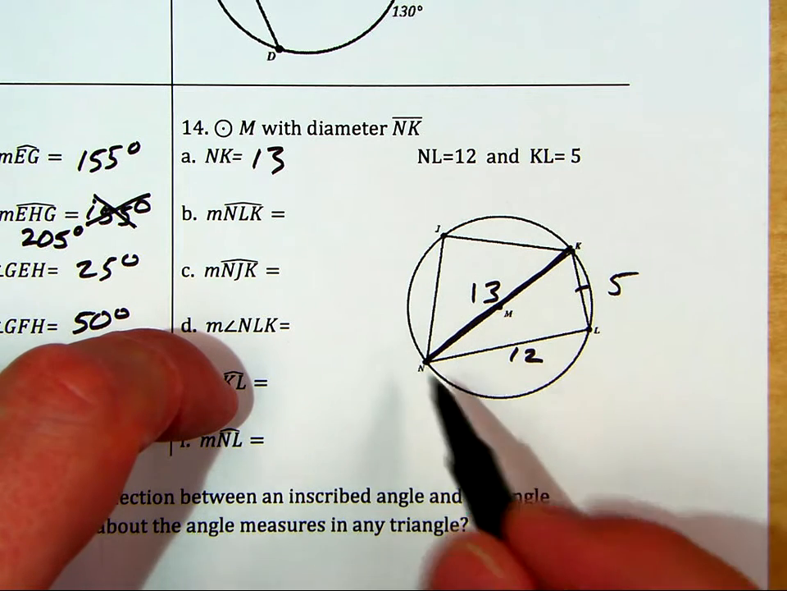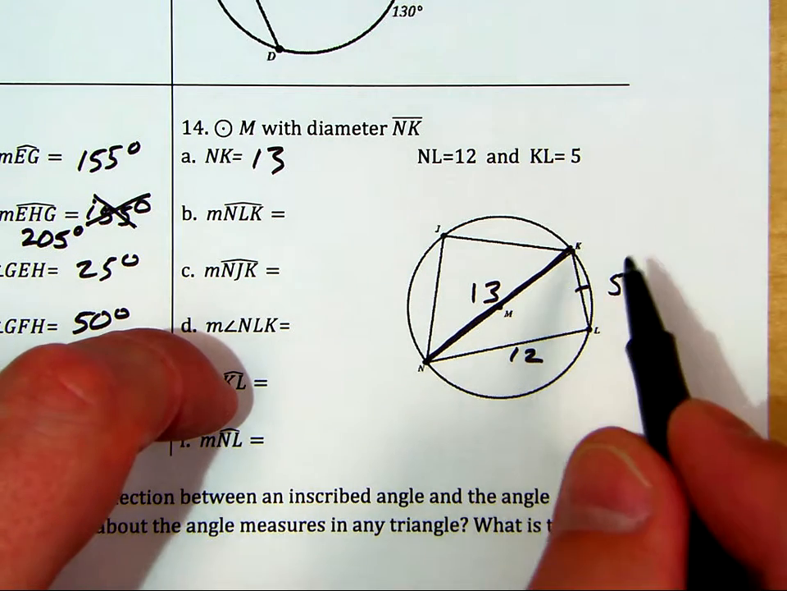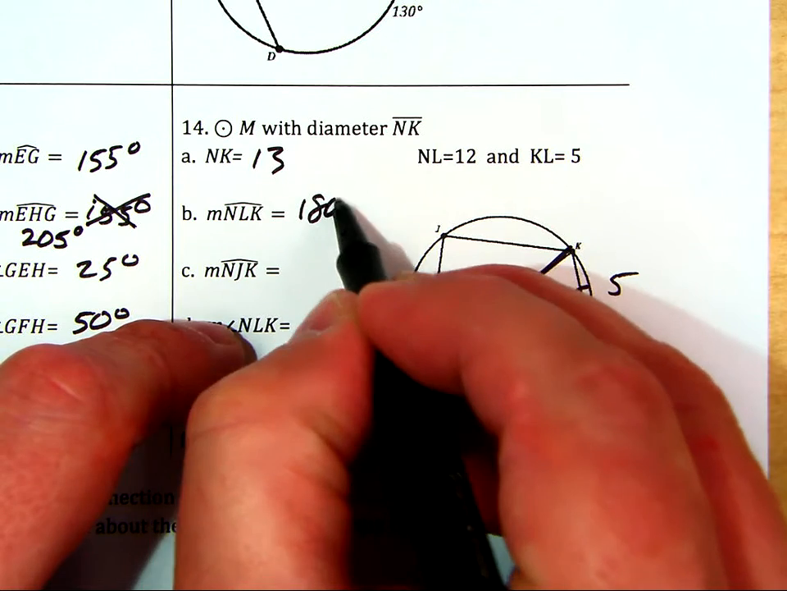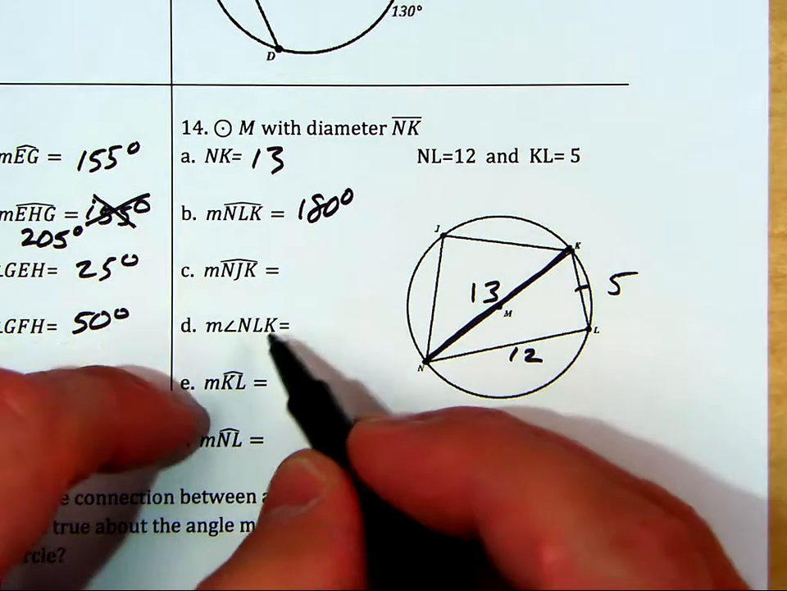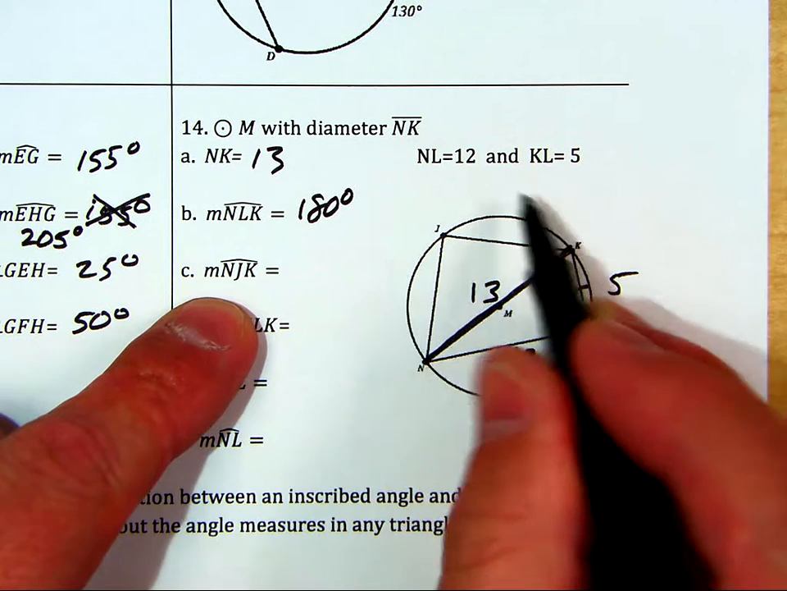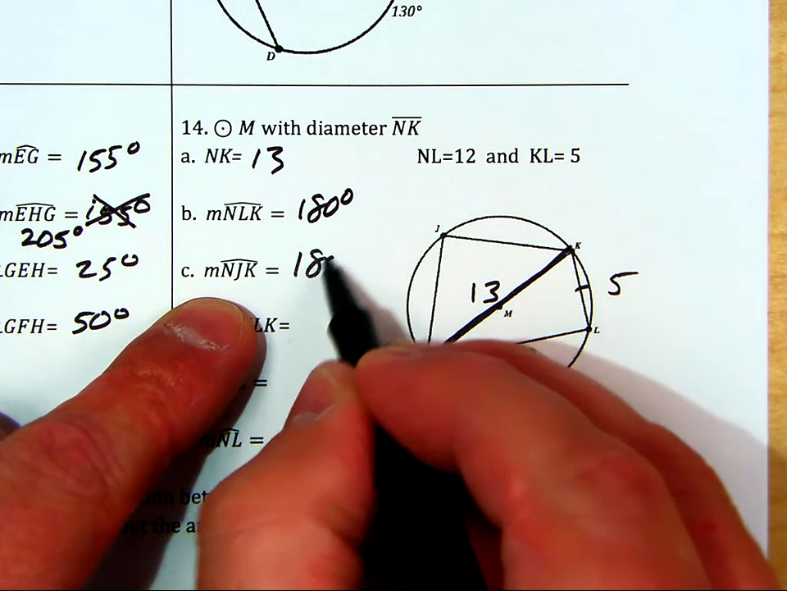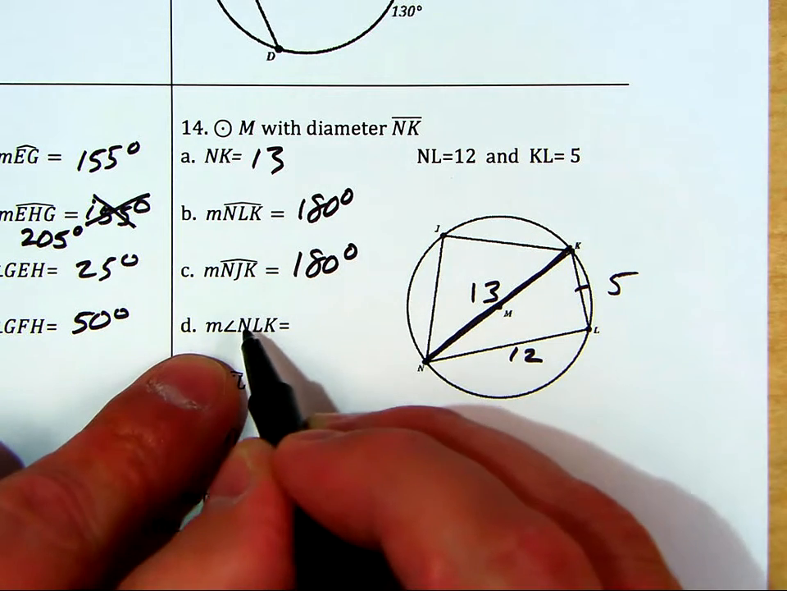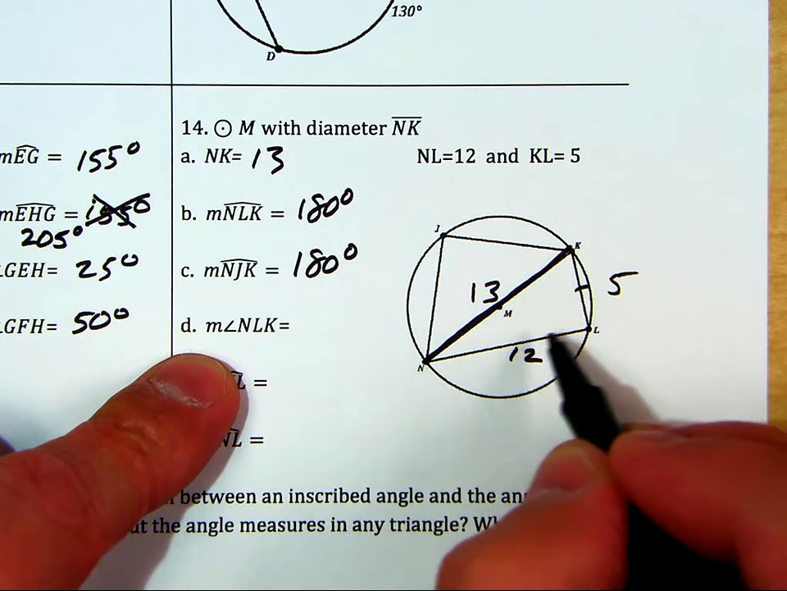Splits the circle in two. So what's the measure of this arc over here? Excellent, 180. Now, check out this. Oh, that's down here. What about NJK? What about this arc on top? What is it? It's also 180. Very good. How about the measure of angle NLK?